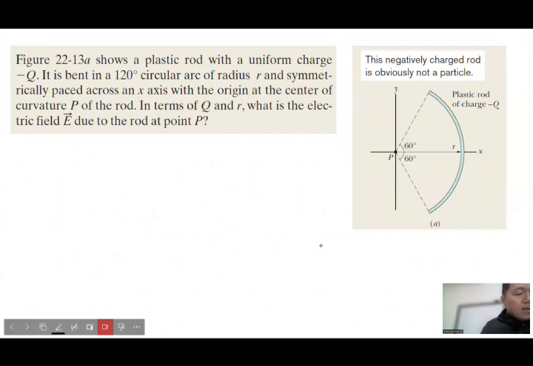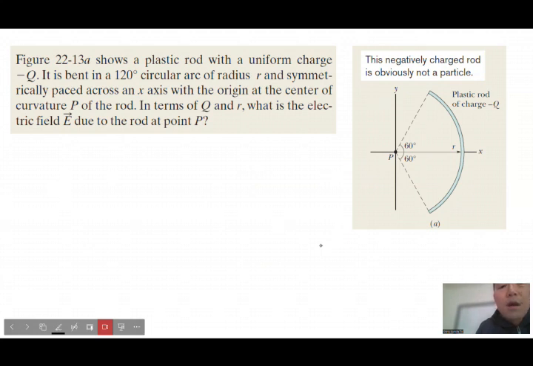Now let's take a look at sample problem 22.03. Figure 22-13a shows a plastic rod with a uniform charge minus Q. It is bent into a 120-degree circular arc of radius r and symmetrically placed across an x-axis with the origin at the center of curvature P of the rod.